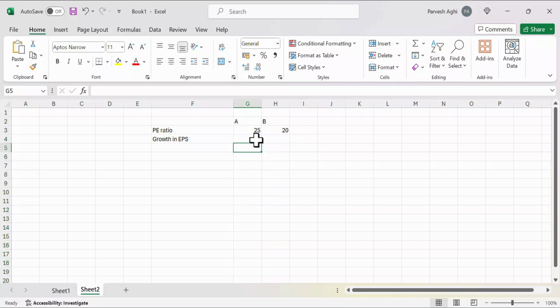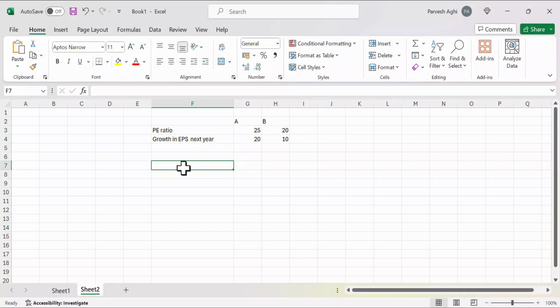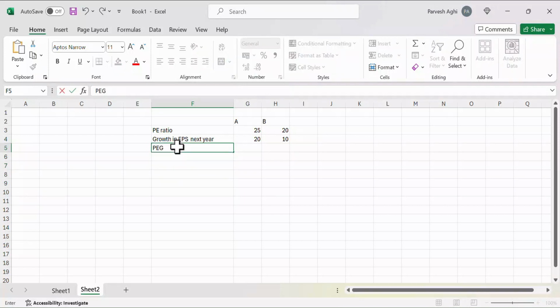Now suppose the EPS growth is say 20%, and this is 10%. This is the growth in EPS next year. This is based on the analyst forecast, the mean average, which is given by 32 analysts. So this way, all the companies' EPS we can know. Suppose it is this. So then we can calculate a PEG ratio. How do we do that? We take P divided by G.